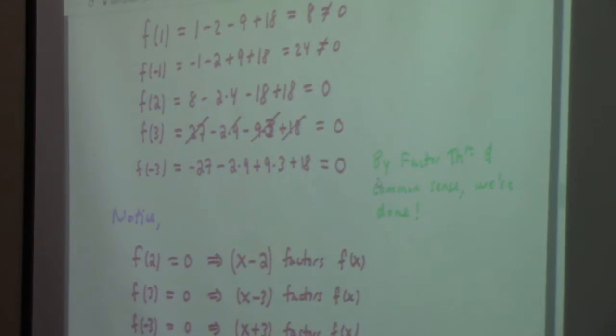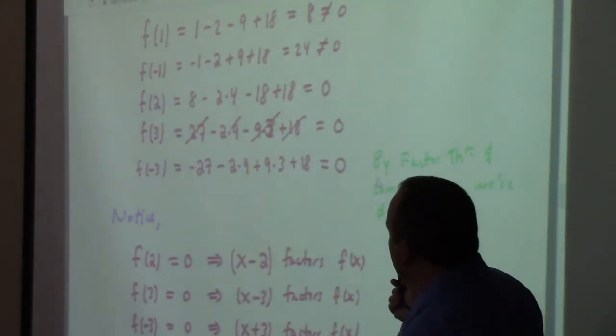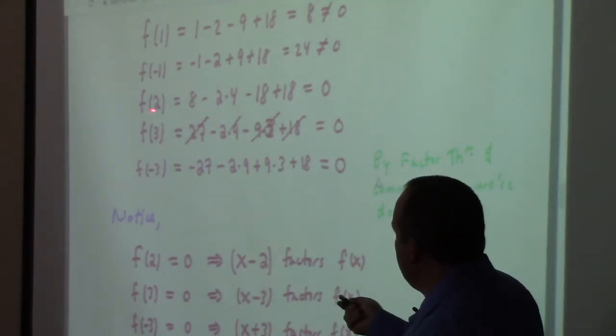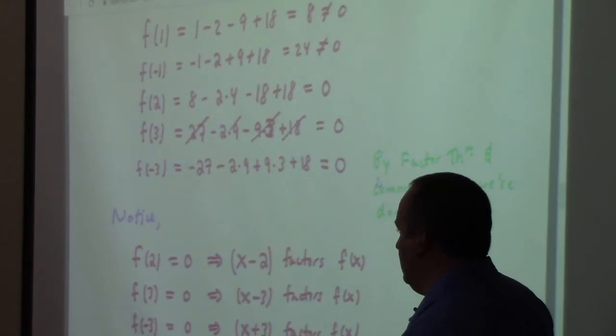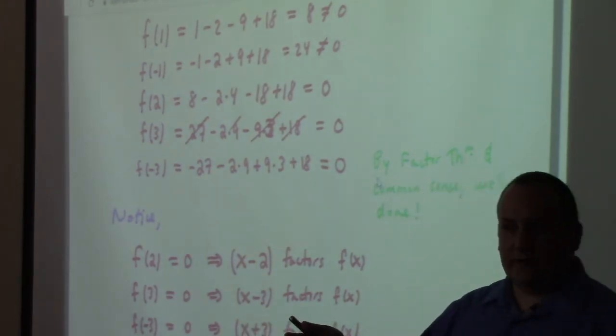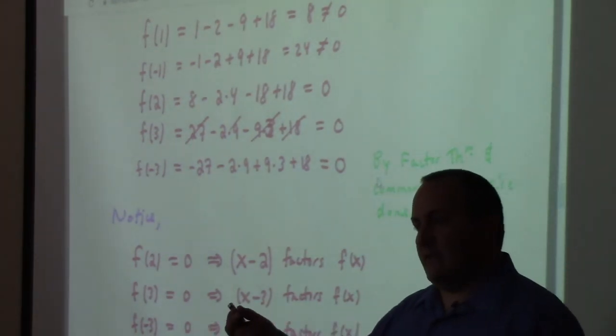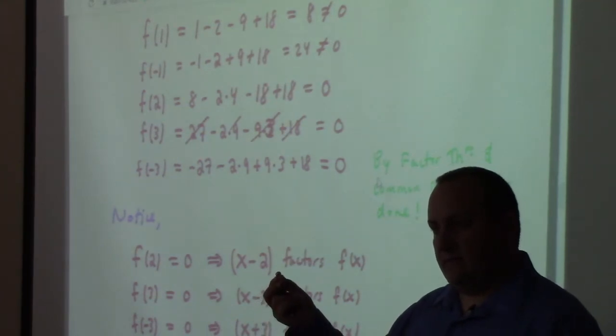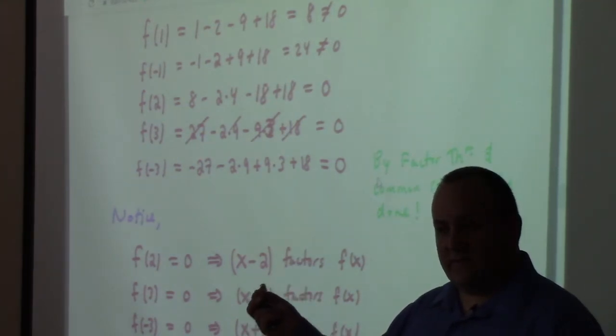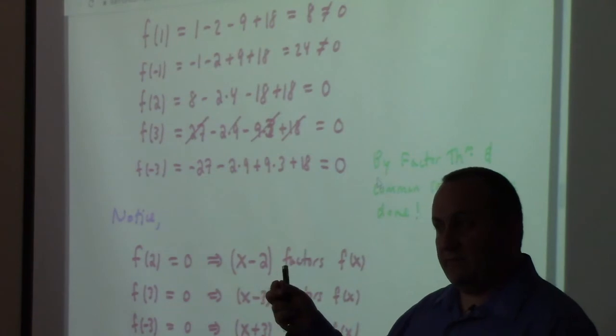Anyway, so when I plug in those numbers, 1 minus 1, 2 worked out to 0, and 3 worked out to 0, and minus 3 worked out to 0. At that point, we're done. See, this is the thing. If you can find as many zeros as the order or the degree of your polynomial, then you're done.